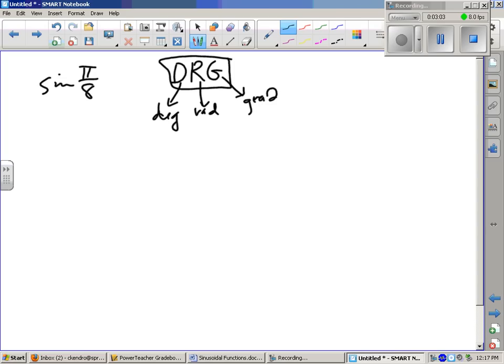Let's say we wanted to find the sine of pi over 8 here. So which one is it? Well, there's no little degree symbol, so we have to make sure we're in radians. Try it on your calculator right now and see if you get 0.3827. All right.